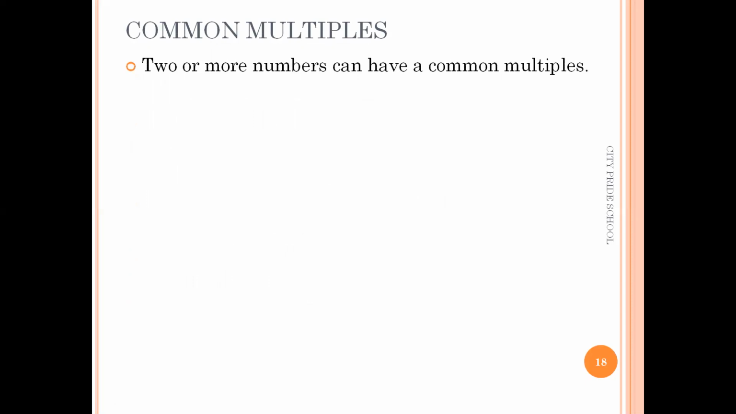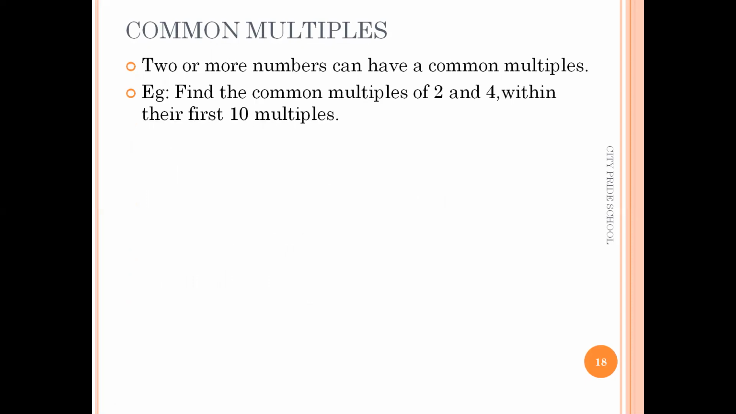Next is common multiples. Two or more numbers can have common multiples. So suppose the question is find the common multiples of 2 and 4 within their first 10 multiples. So what do we have to do? We have to write 10 multiples of 2, 10 multiples of 4, and then we have to find out which numbers are common in both the multiples.